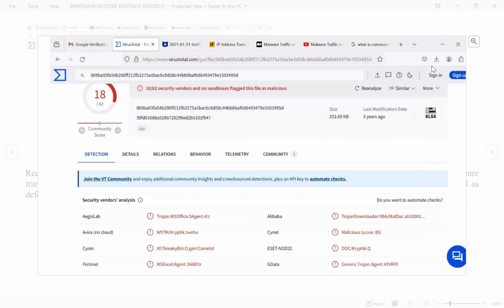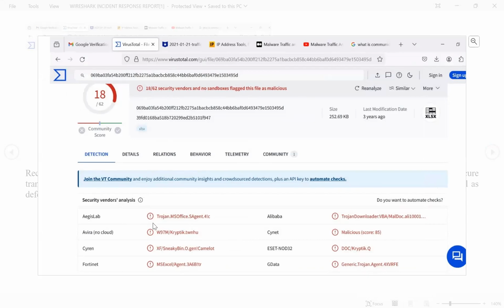Next slide. That's it. Can you see it? 18. Yes, okay. You have that Trojan. Alibaba, CYNet, all those ones, they flagged it red.